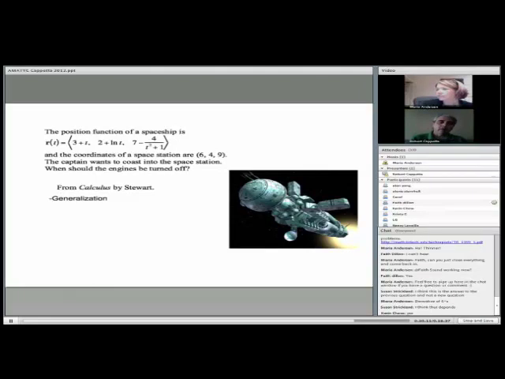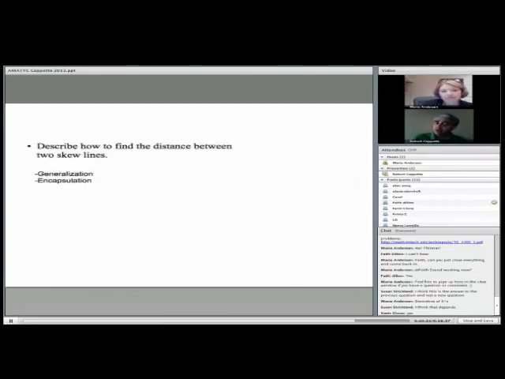So I think you'll enjoy that question if you get a chance to work on it. I will give you a hint, a pretty good hint. The answer is t equals 1. Time equals one.